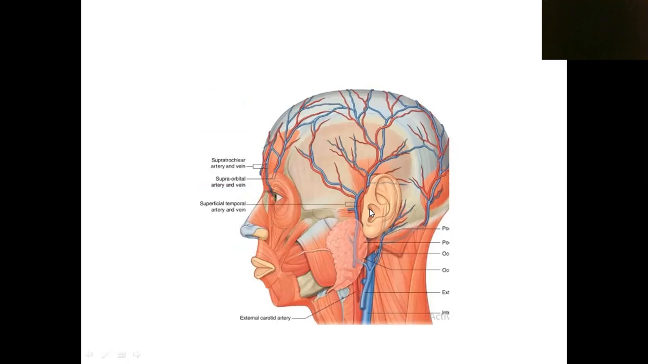Then this canal, it is known as what? External acoustic meatus. So external acoustic meatus, superficial temporal vessels, then auriculotemporal nerve, then temporomandibular joint. These are the relations of this base. So the apex crosses the digastric muscle and reaches the carotid triangle. See here, carotid vessels are there.